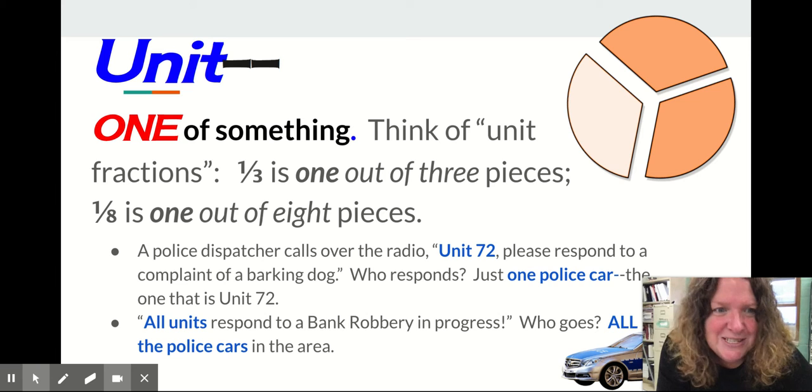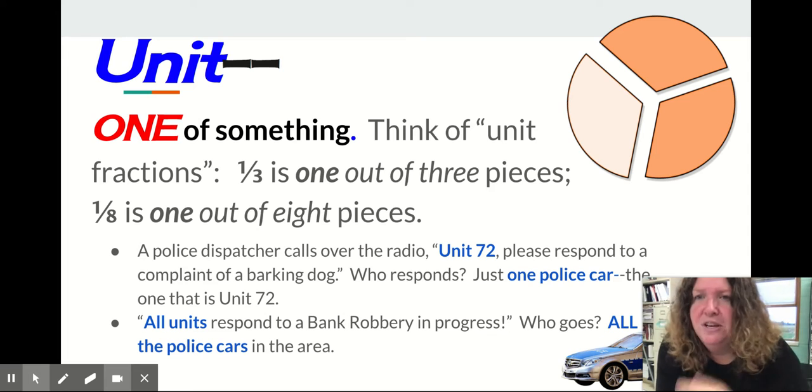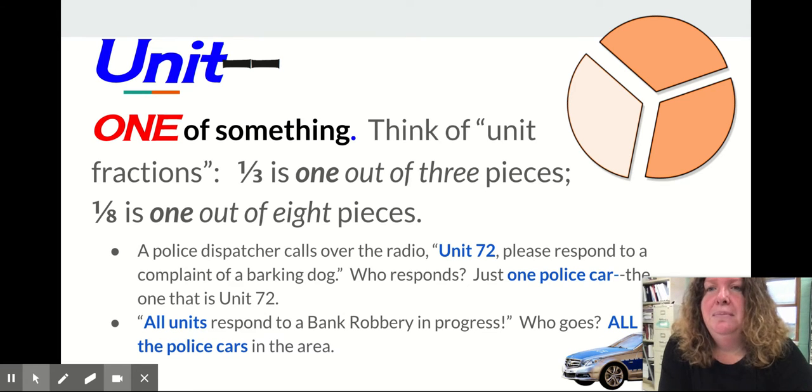Now, here's something new for today. Today, we're talking about unit and unit rates. If you think back to what you've learned in other grades, unit means one of something. So if you're talking about a unit fraction, 1/3 is a unit fraction, 1 out of 3 pieces. If you're talking about 1/8, it's 1 out of 8 pieces.